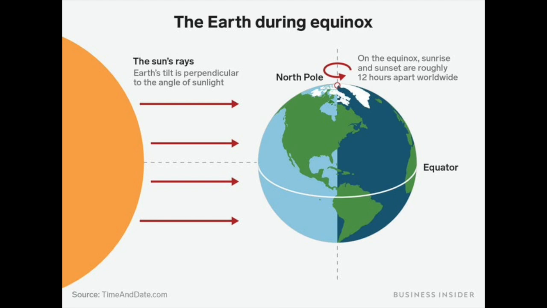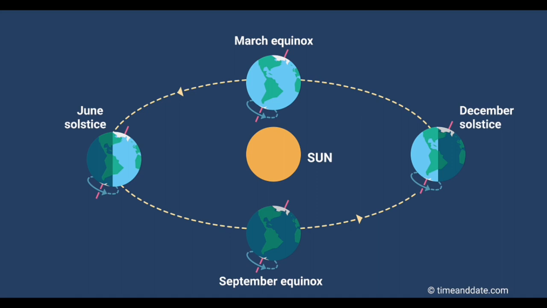And then the Northern Hemisphere will begin to tilt towards the sun. Earth's north pole axis will tilt towards the sun as we get closer and closer to summer. And now in the Southern Hemisphere, remember, it is opposite. So on our vernal equinox, they have their autumnal equinox, so they begin fall.